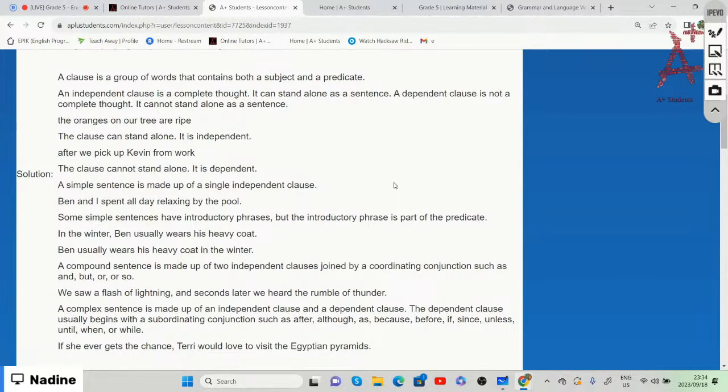All right, so if we look at one example, the oranges on our tree are ripe. And that is an independent clause. And remember, we said an independent clause can stand alone. And then if we have a clause that cannot stand on its own, we call that a complex sentence. And a complex sentence is a sentence that cannot stand alone. All right, so that is our clauses. We spoke about simple clauses, we spoke about the complex as well as the compound clauses.